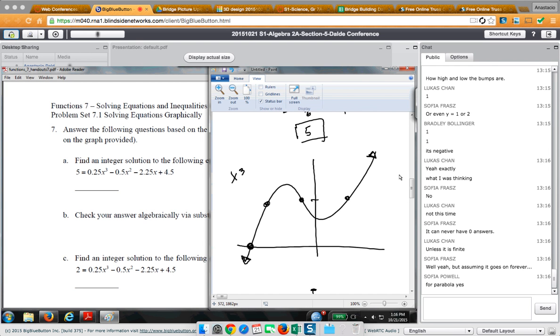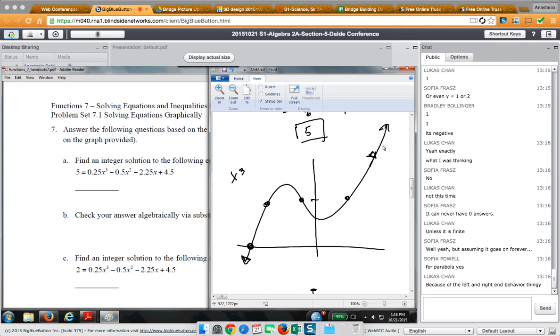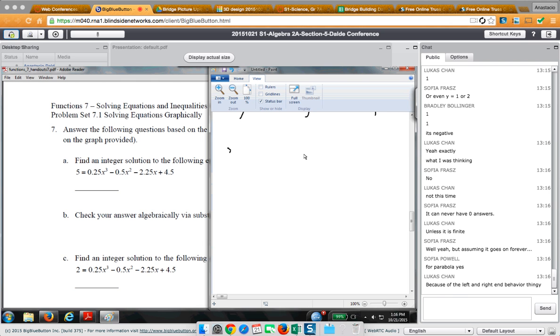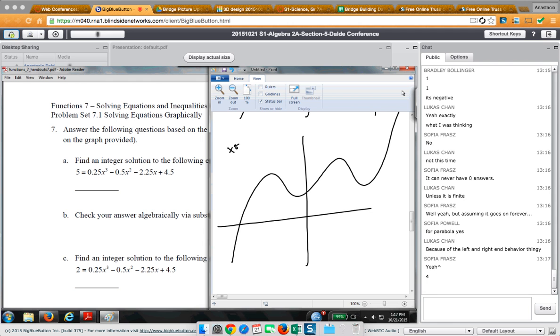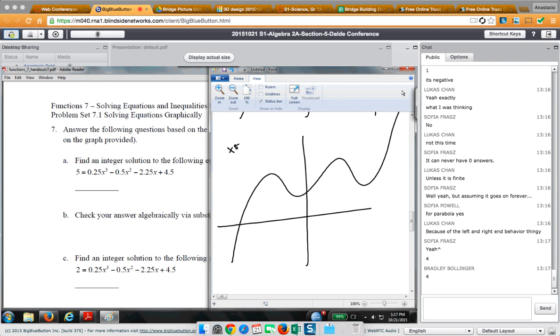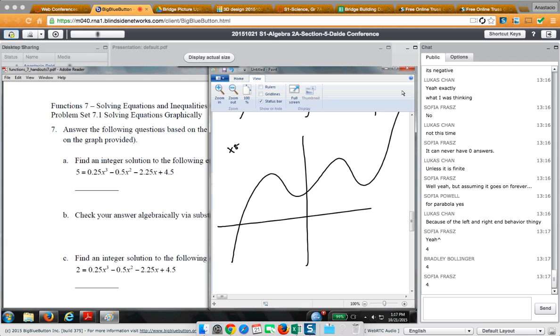Because these curves keep on going up forever. So no matter what y value you give me, it will always give me something. Cool. Whereas x to the 5th power looks something like this. How many bumps? 4. Potentially how many answers? Potentially 5 answers.